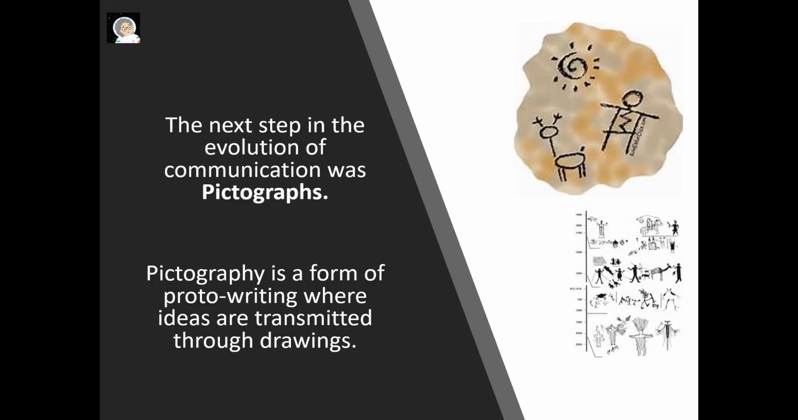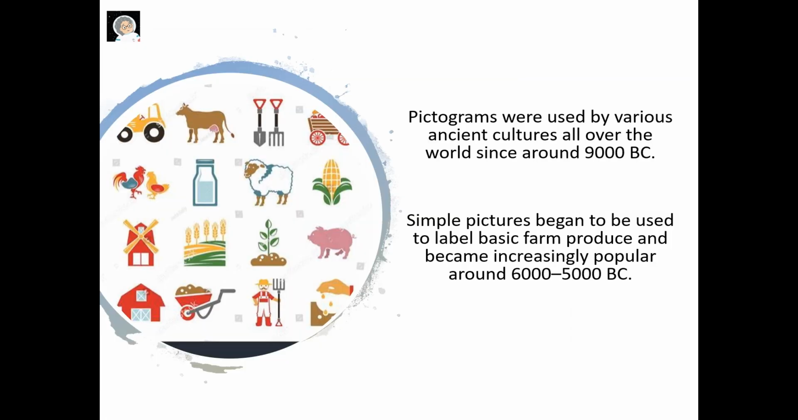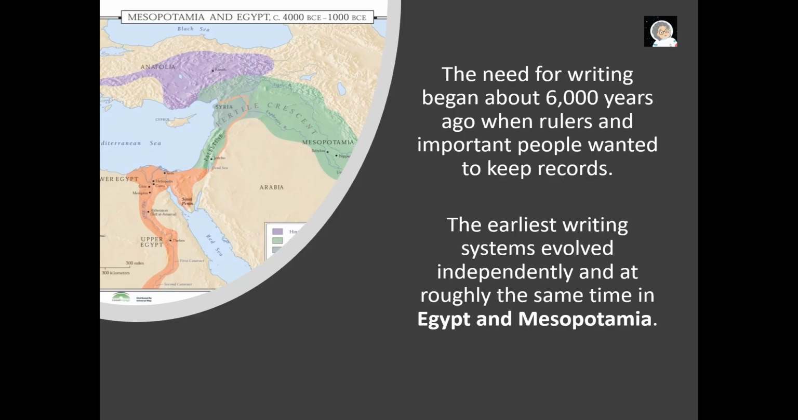The next step in the evolution of communication was pictographs. Pictography is a form of proto-writing where ideas are transmitted through drawings. Pictograms were used by various ancient cultures all over the world since around 9000 BC. Simple pictures began to be used to label basic farm produce and became increasingly popular around 6000 to 5000 BC. The need for writing began about 6000 years ago when rulers and important people wanted to keep records.